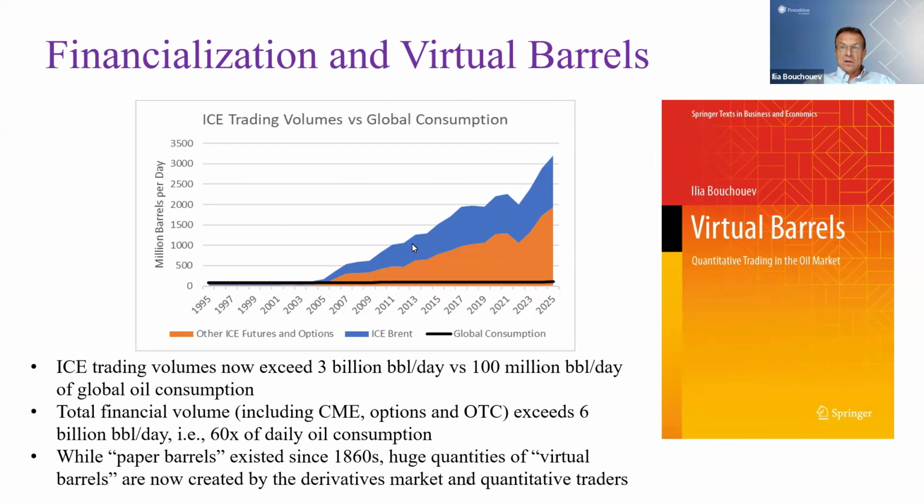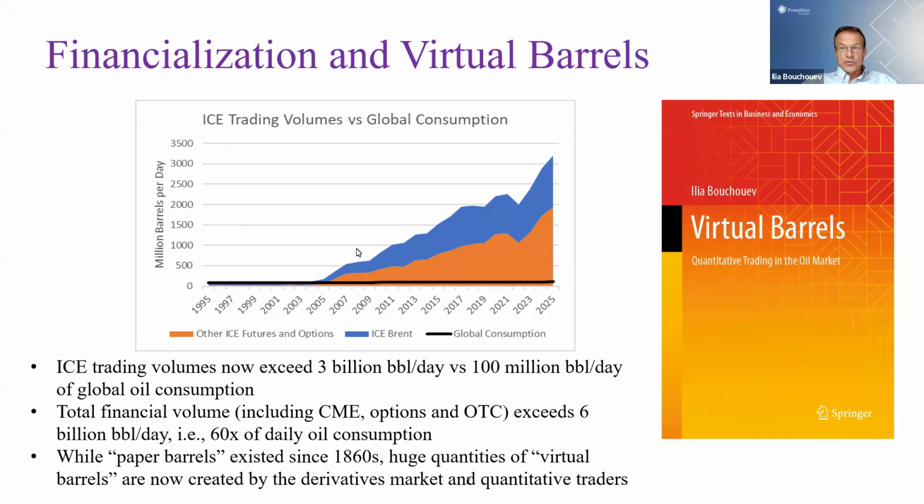The graph here is showing the financial trading volume versus the physical oil consumption. So we all know that we roughly consume, give or take, about 100 million barrels a day of oil these days. But we trade roughly 6 billion barrels a day, which is 60 times more. About half of that volume trades on ICE, which is what I graphed here. But if you add CME, options, and over the counter, you get up to 6 billion barrels per day, which is 60 times more than the global oil consumption.